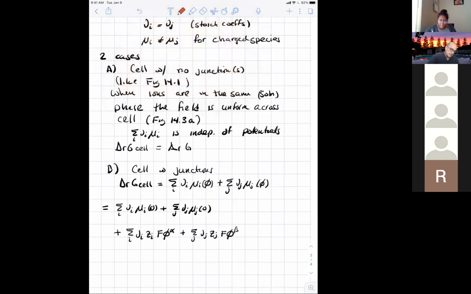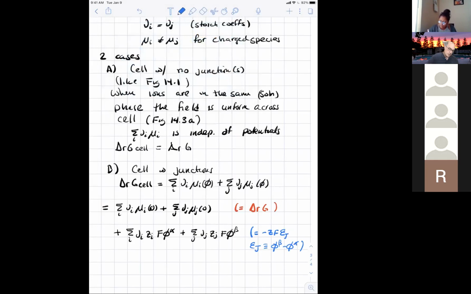The first line here is really just the free energy change for the reaction, right? The second part, we can call this minus ZF E_J, where this now is what we're going to call the junction potential. E_J is defined as the beta phase field minus the alpha phase field. Notice that we switch the order of these in order to introduce a minus sign.